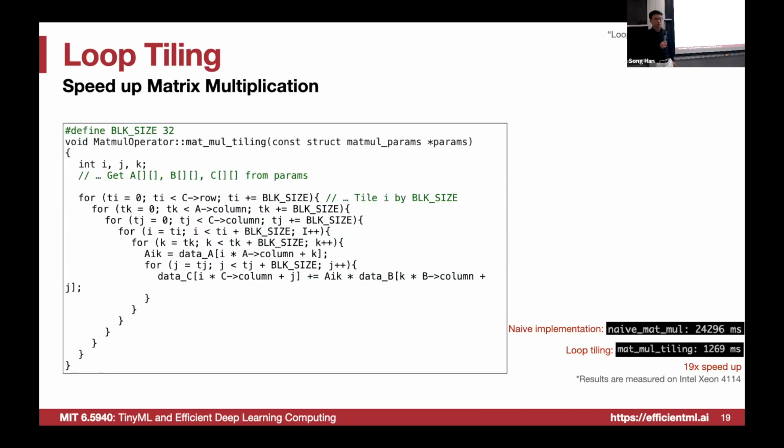So let's see in the real world what the measured speedup is using this tiling, using the 6 for loops, 1, 2, 3, 4, 5, 6, to tile this matrix multiplication. The naive implementation takes 24,000 milliseconds. After loop tiling, it becomes 19 times faster, only 1200 milliseconds. This is amazing, right?